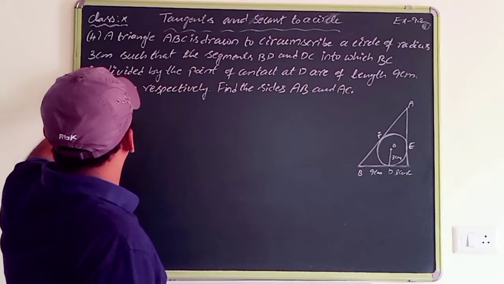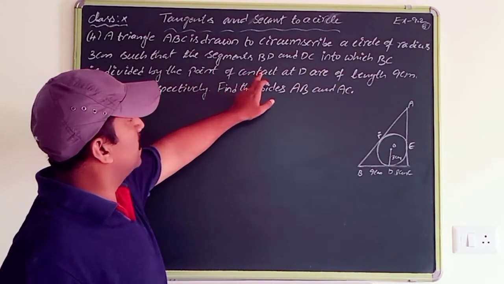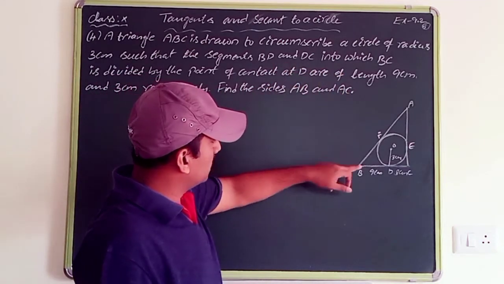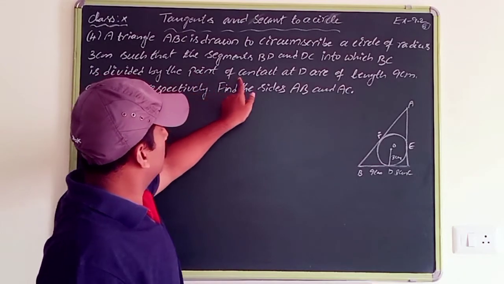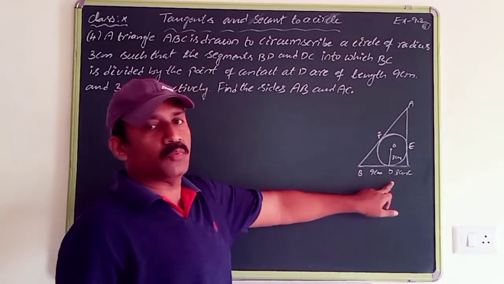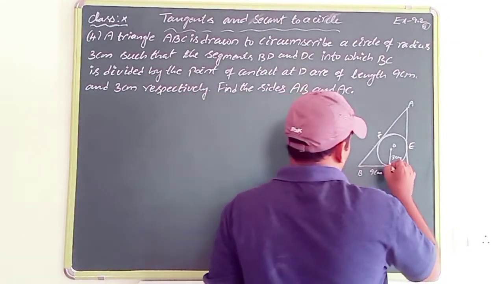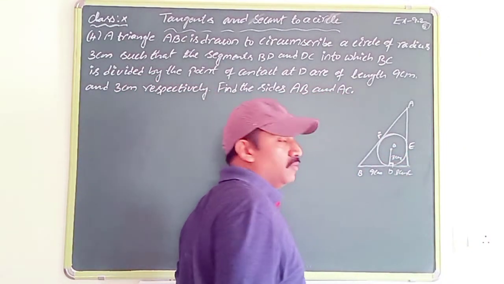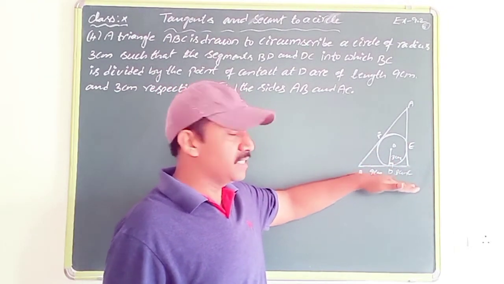Now you can observe what we have to prove here, with the radius given as 3 centimeters, such that the segments BD and DC, into which BC is divided by the point of contact. So D is the point of contact they have given. Now here we have a right angle, between the radius and the side.